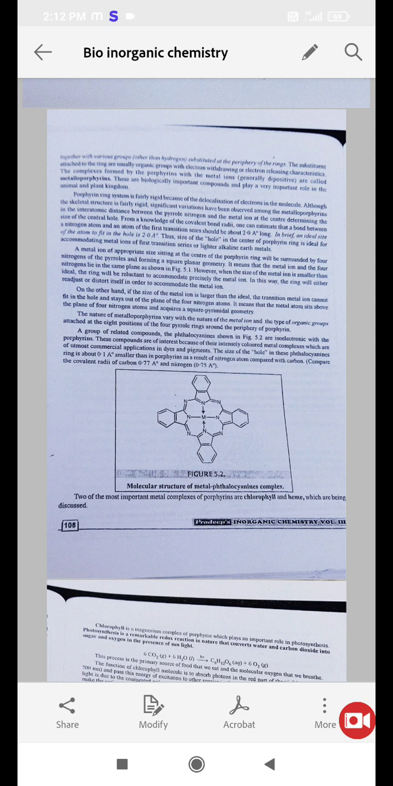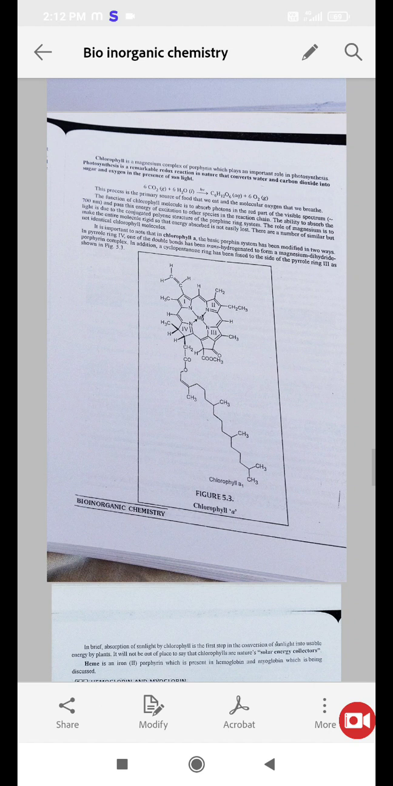Two of the most important metal complexes of porphyrins are chlorophyll and heme, which are being discussed. Chlorophyll is a magnesium complex of porphyrin which plays an important role in photosynthesis. Photosynthesis is the most important redox reaction in nature that converts water and carbon dioxide into sugar and oxygen in the presence of sunlight.